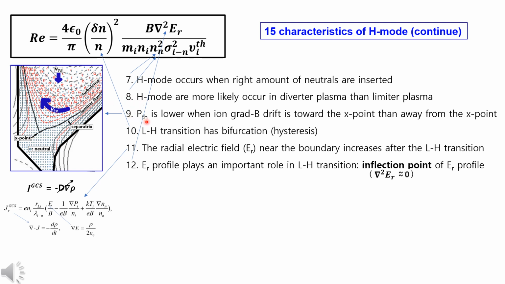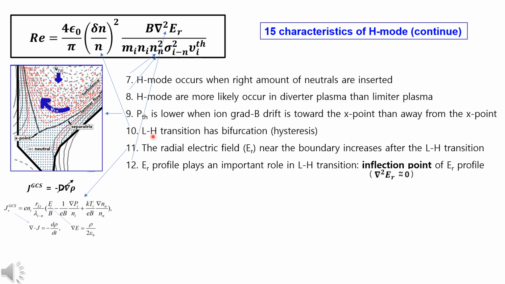Number 9: ion grad B drift is a part of ion velocity which transfers to neutral velocity by charge exchange reactions. When ion grad B drift is toward the X point, neutrals are pushed into this confined space to increase neutral density and make H mode easier.